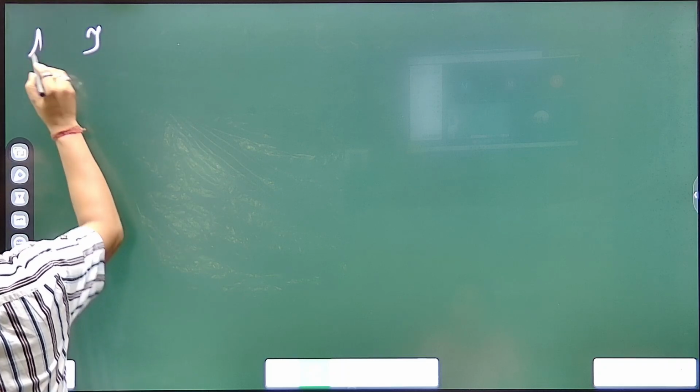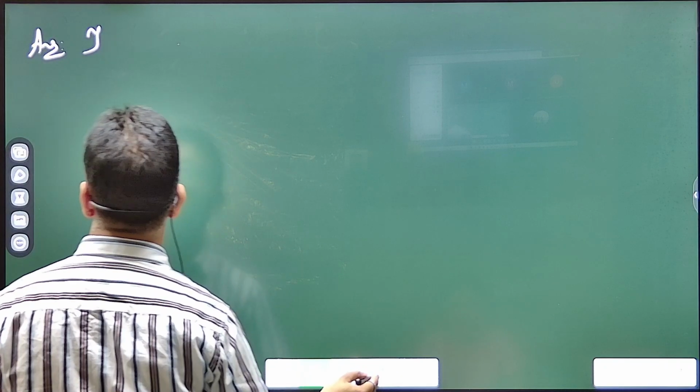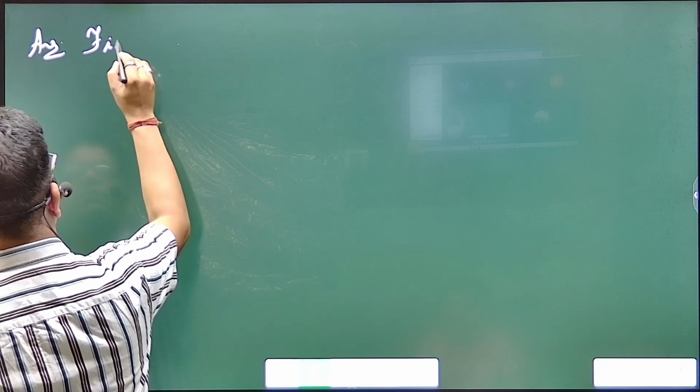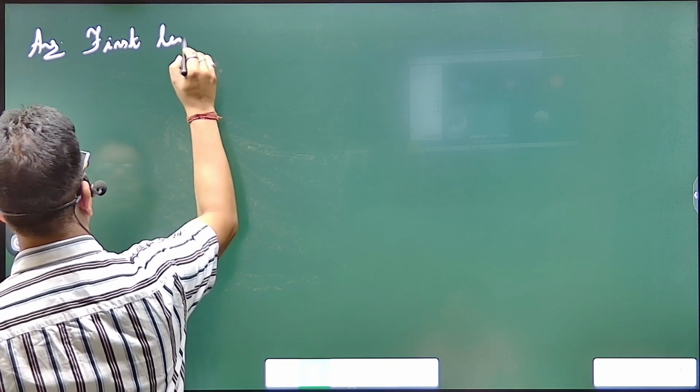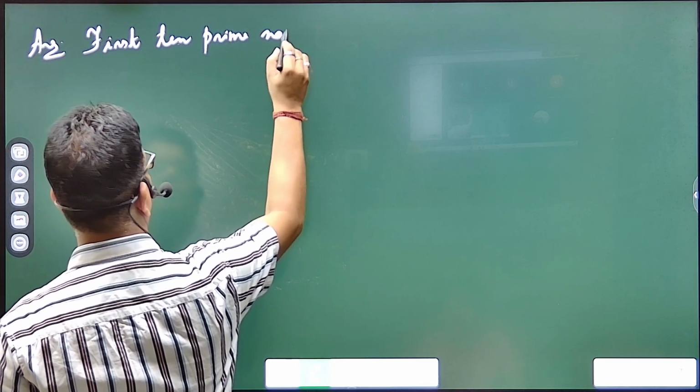So you should know the first 10 prime numbers. The answer starts here like this: the first 10 prime numbers are.